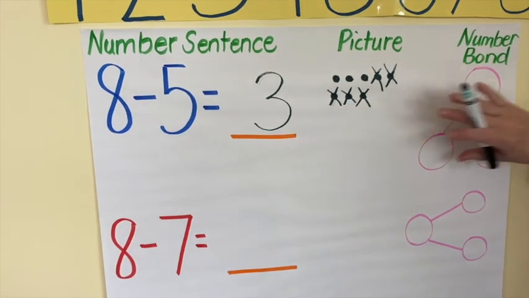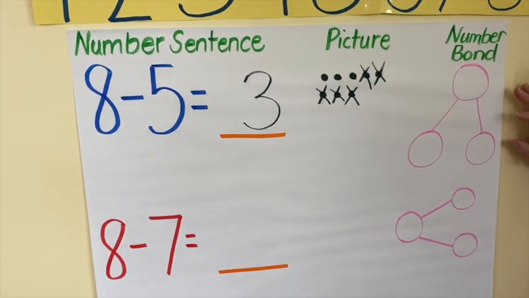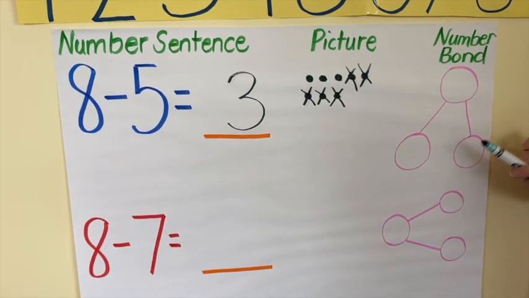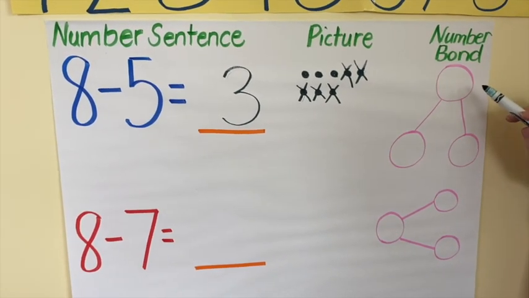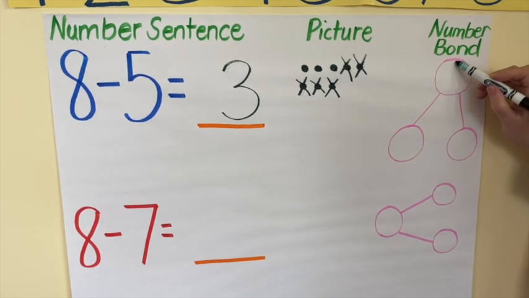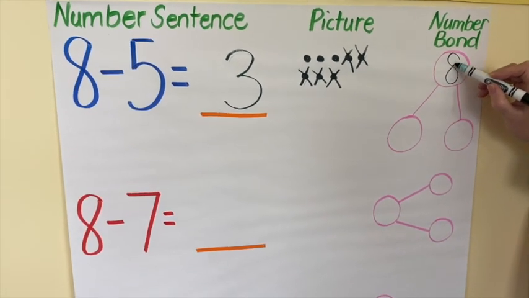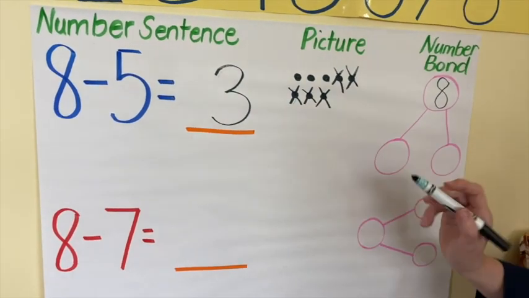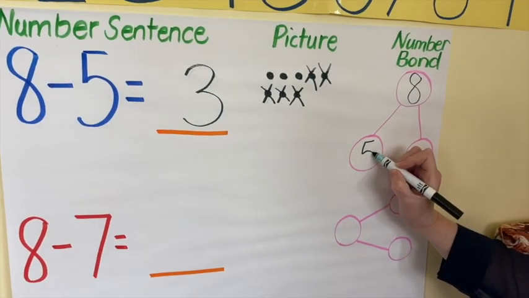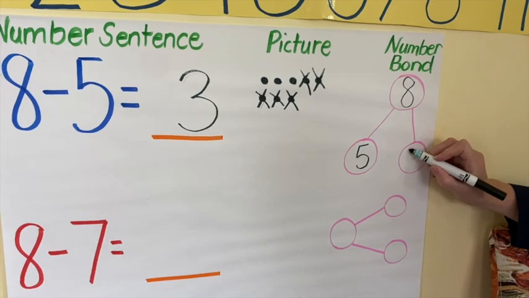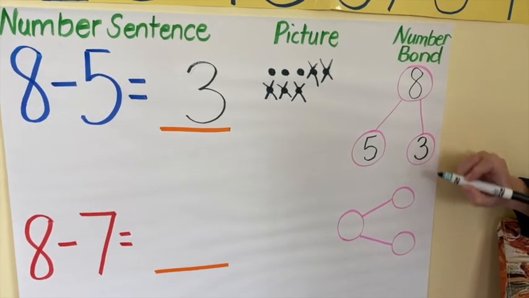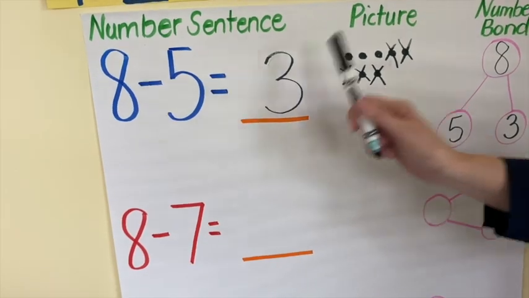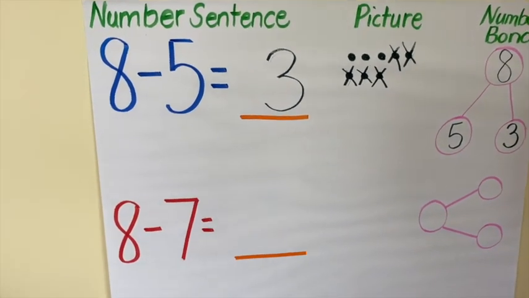Now we have to say, here's that number bond. We have been practicing this. Now I need to fill this in. Part, whole. Well, my whole is 8. I had 8 altogether. My 2 parts would be 5 and 3. Because 5 plus 3 equals 8. Just like 8 minus 5 equals 3. Let's try our next one.